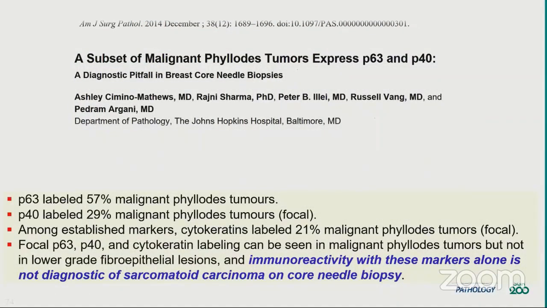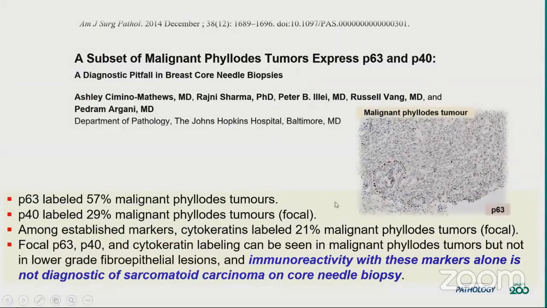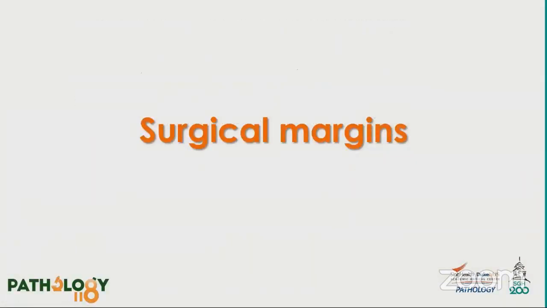A study from Johns Hopkins Hospital found that malignant phyllodes tumors also expressed P63 and P40 and concluded that immunoreactivity with these markers alone is not diagnostic of metaplastic carcinoma, especially on limited material such as core needle biopsy. Here's an illustration of a malignant phyllodes tumor expressing P63 in the nuclei of the malignant stromal cells. Let's turn now to surgical margins.